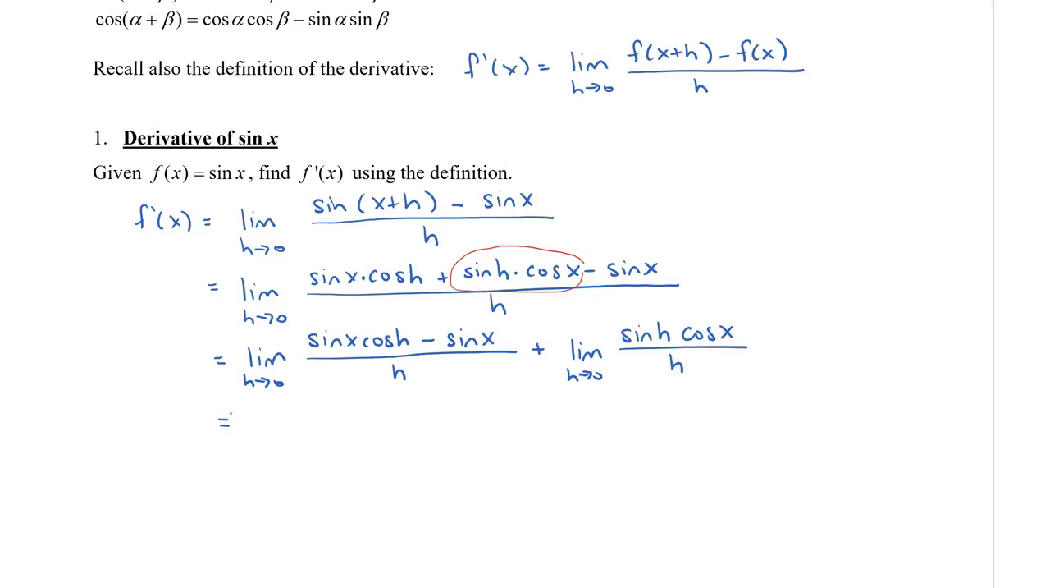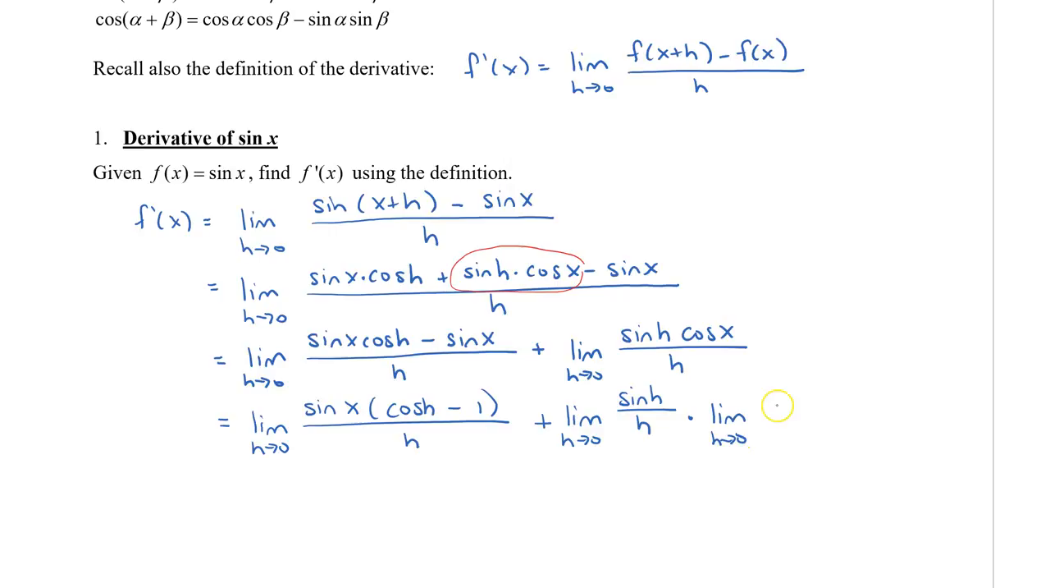All right, so now what we have is the limit as h approaches 0. I'm going to factor out a sine x from the first limit, and I have cos h minus 1, all divided by h, plus, now if you recall, when I plug in h is 0, I'm going to get 1 for sine h over h, but I'm going to show you how to do this so that it's all separate. So I'm going to times this by the limit as h approaches 0 of cos x.